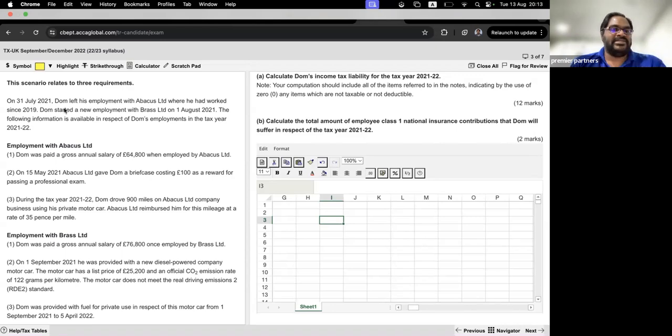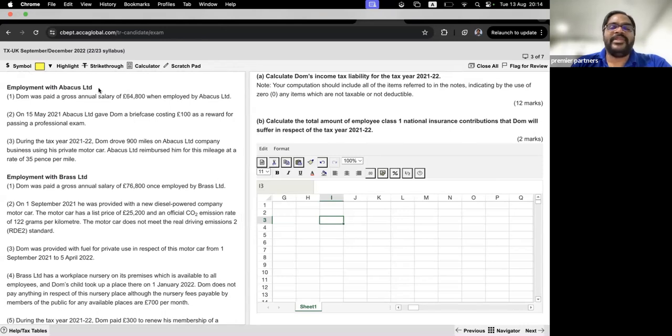On 31st July, Dom left his employment with Abacus Limited, where he had worked since 2019. Dom started a new employment with Brass Limited on 1st August. The following information is available in respect of Dom's employment in the tax year. So he has worked with two employers. Both we have to calculate separately and add together. We are okay with that? Great. Starting with Abacus.